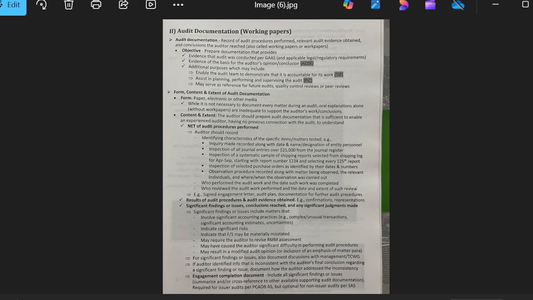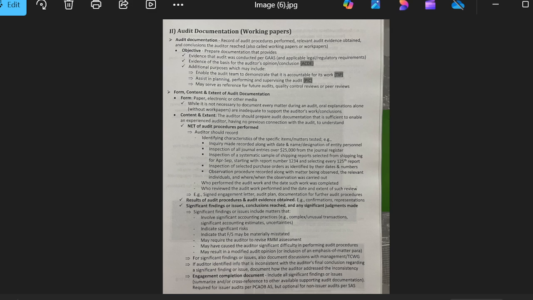Significant findings or issues include matters that involve significant accounting practices, indicate a significant risk, indicate the financial statements may be materially misstated, may require the auditor to revise the risk of material misstatement assessment, may have caused the auditor significant difficulty, or may result in a modified audit opinion. So these are the significant findings that should be properly documented.